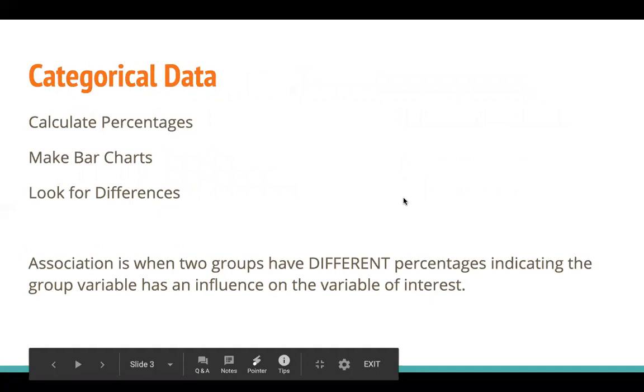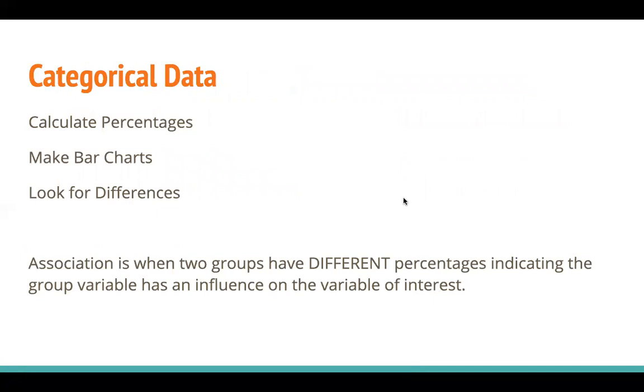When you're looking at categorical data, it was important to remember to calculate percentages, especially when the group sizes weren't the same. We made bar charts mostly, and then we looked for differences. We talked about the word association. That's when two groups have different percentages of a given variable, indicating that that group has an influence on the variable of interest.